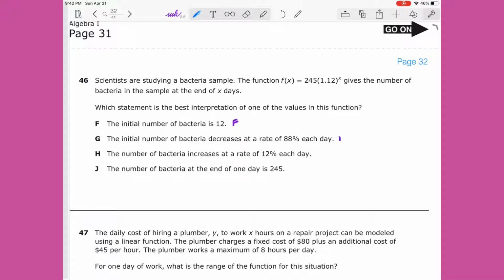That's also false. Our b value is greater than 1, so that's an increasing function. H, the number of bacteria increases at a rate of 12% each day. That's true. The number of bacteria at the end of day 1 is 245. That is false. The bacteria at the end of day 1 is going to be much larger because at day 0, our bacteria is 245. So our answer choice is H.